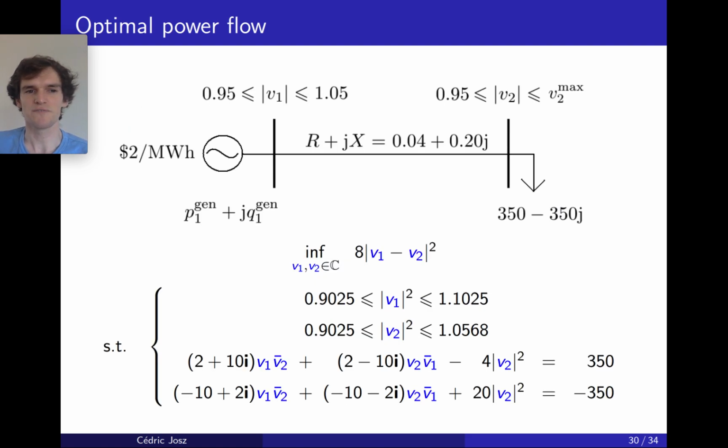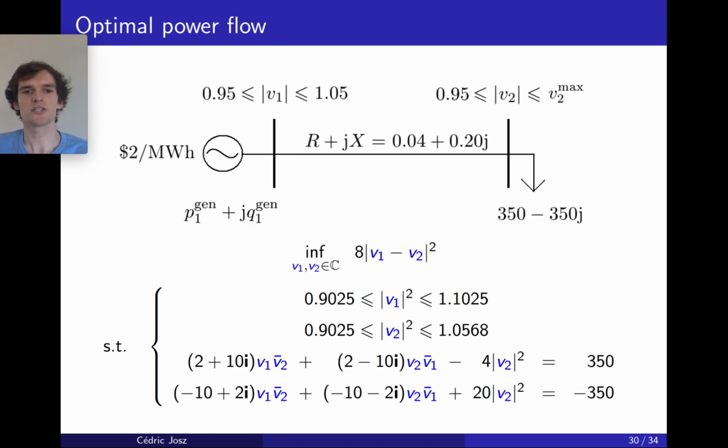Let me show you on a very simple example, this 2-bus system. On the left you see this power generator that generates at a cost of $2 per megawatt hour. On the other side, on the right, we have this fixed power demand of 350 megawatts, and then minus 350 megawatts. That's the reactive power part that I was telling you about. Back on the left, we have to compute P gen 1 and Q gen 1. These are the active and reactive power that we need to compute.